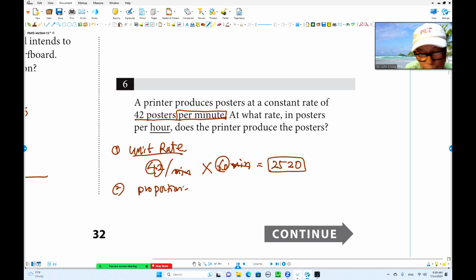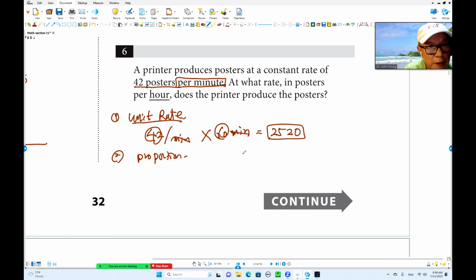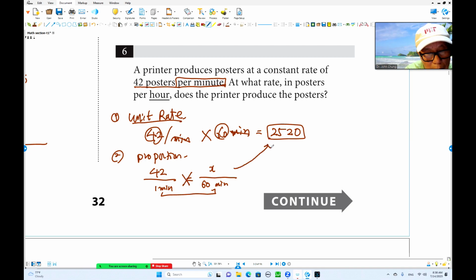Okay, proportion is what? Same rate, okay? Because it's going to be the same rate. 42 pastels can be produced in 1 minute. 1 hour is just 60 minutes. Already you're going to make the same equal unit. This is 1 hour. Okay. How many pastels? Cross multiplication, you get the same answer over here.